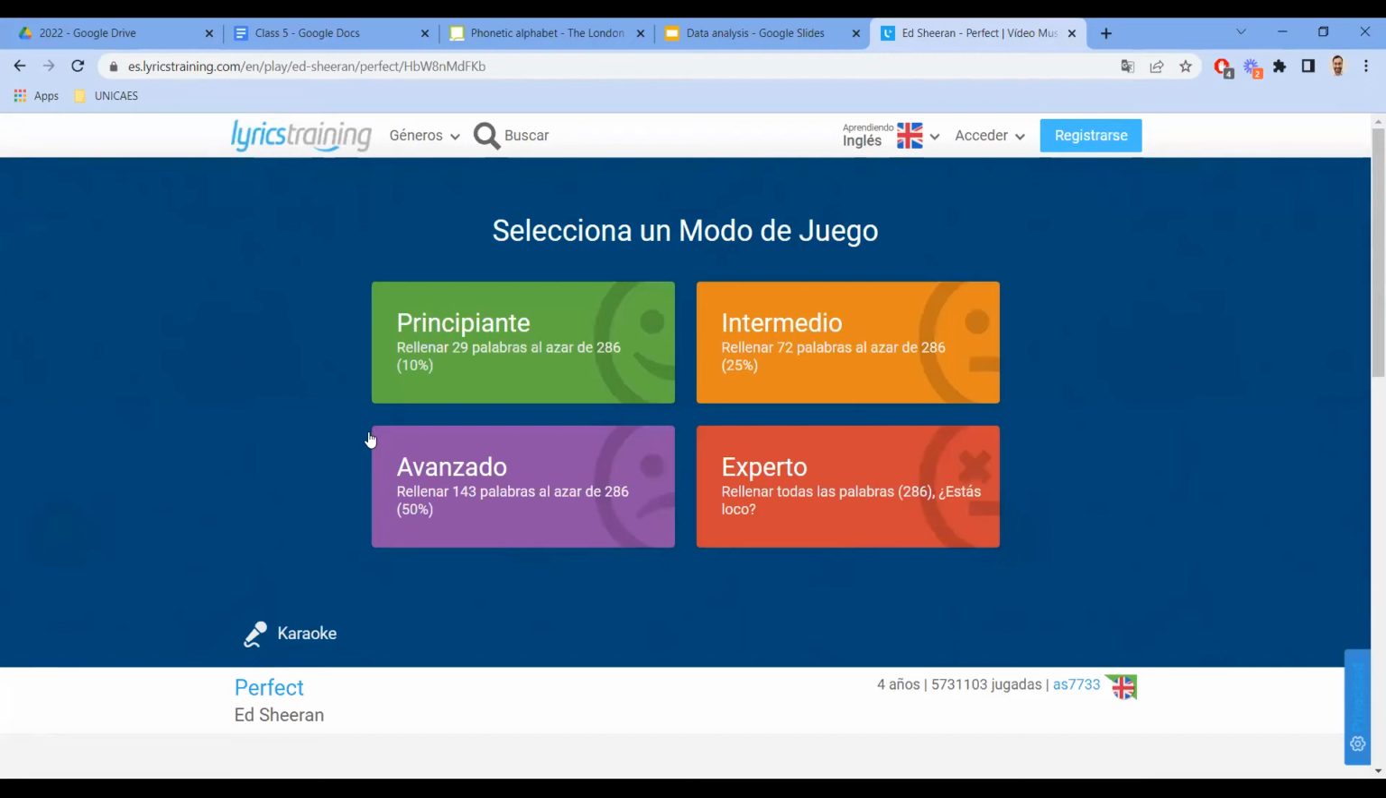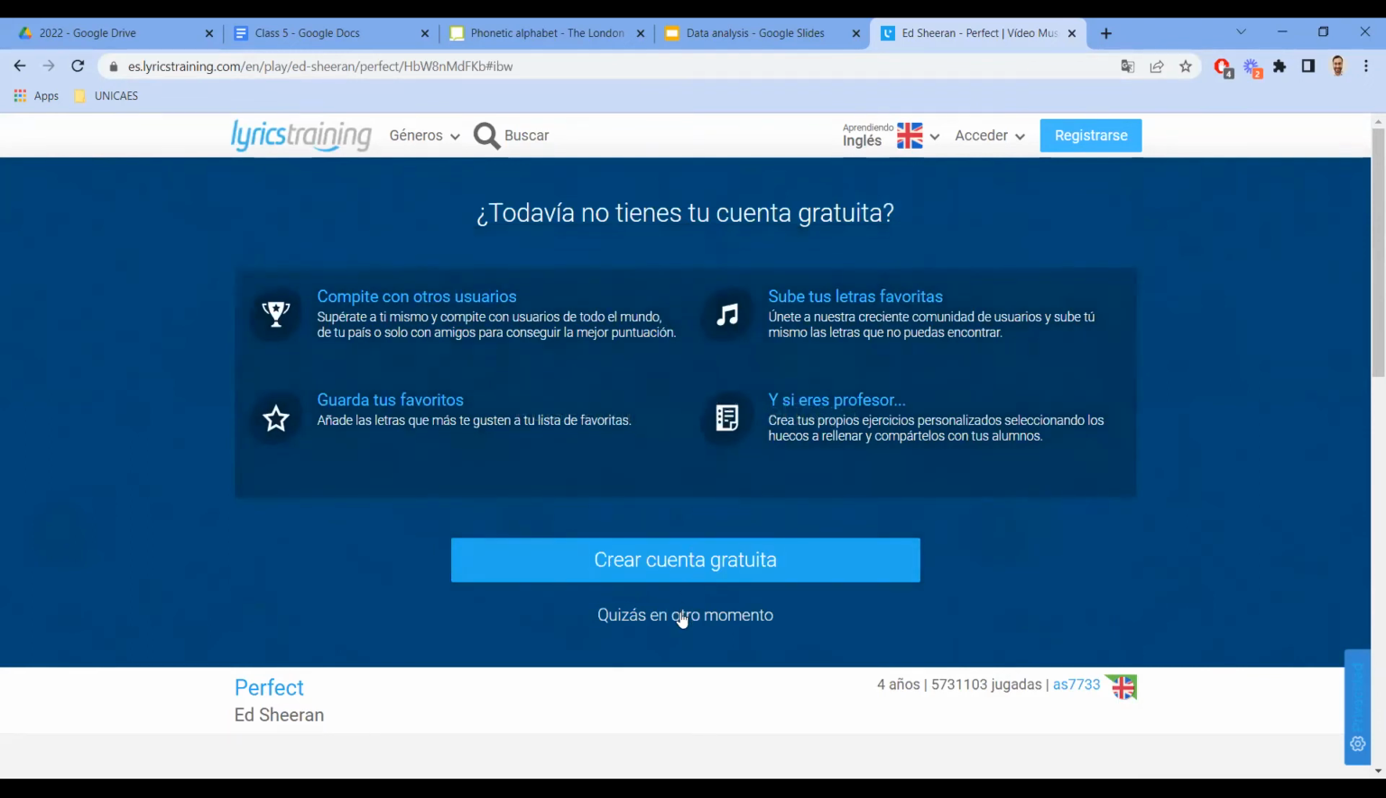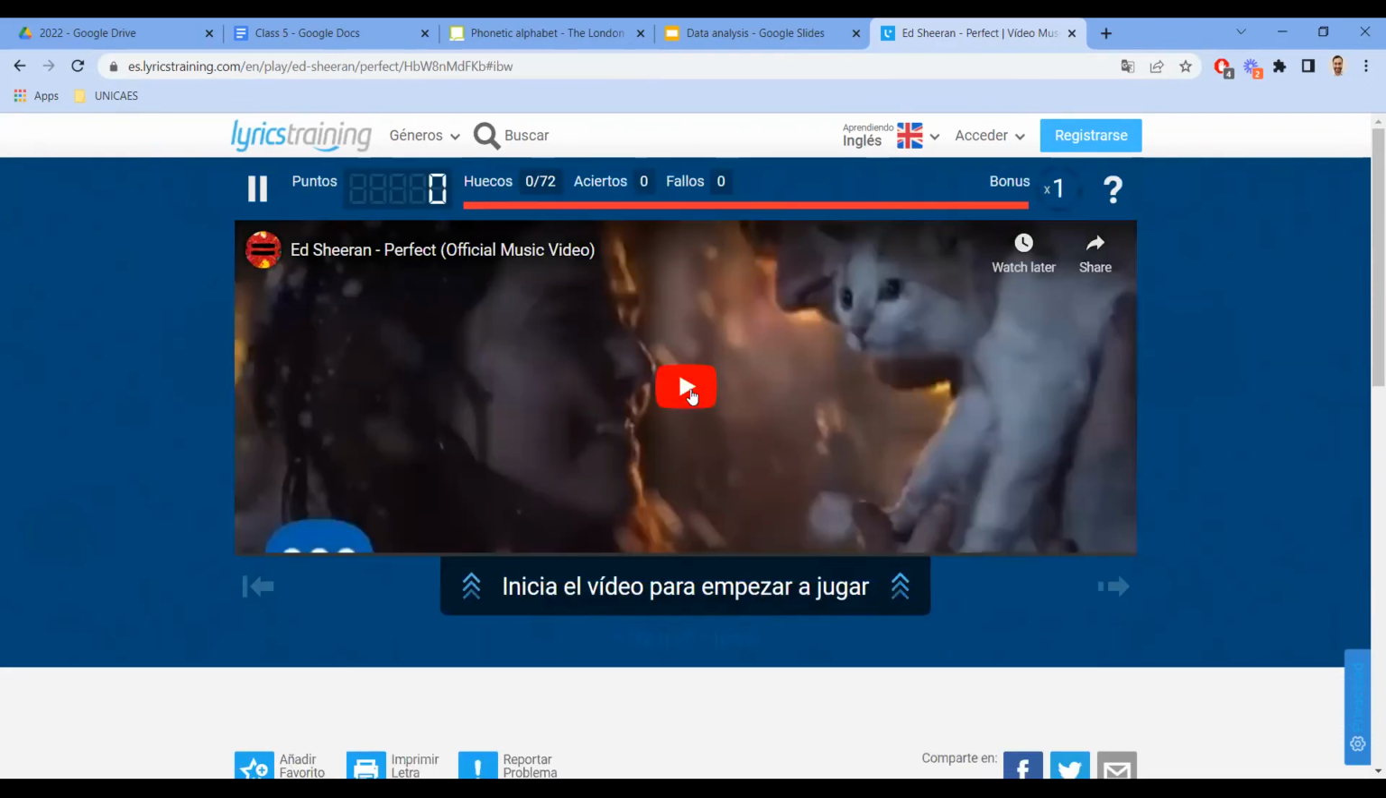And once you are over here, you need to pick your game mode. You can choose beginner, intermediate, advanced, or expert. The difficulty level will increase according to the number of missing spaces. For example, let me say intermediate. Then you click in here, and then you start playing the song.